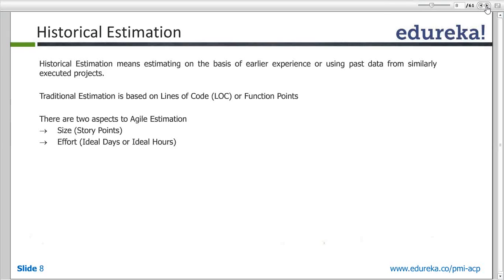But in Agile estimation, we do estimates on two bases. There are two aspects to it. One is the story point and second is the effort. So size or story point, whatever we call it, defines the complexity, and then based on that complexity, we define the total effort, or what are the ideal days or ideal hours.